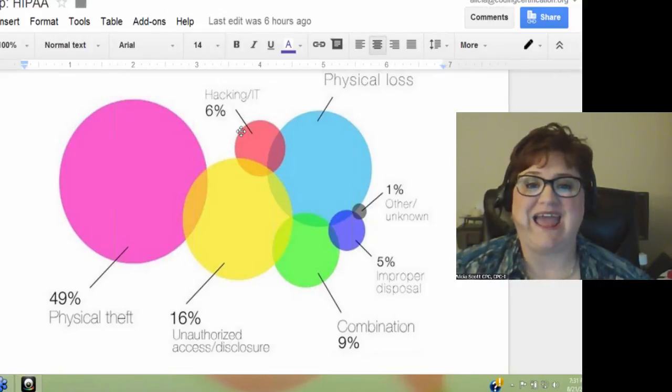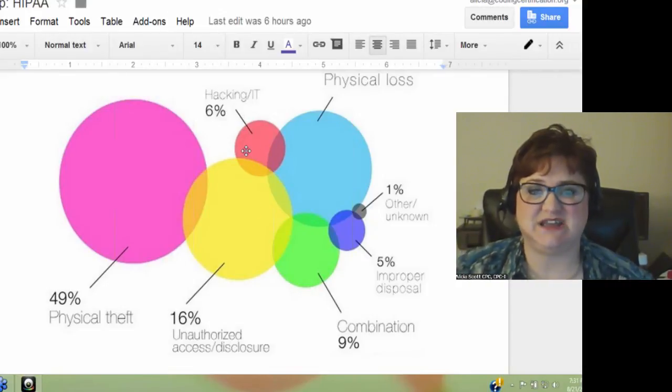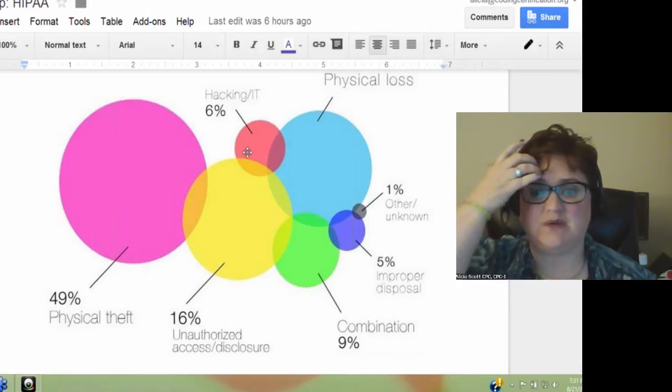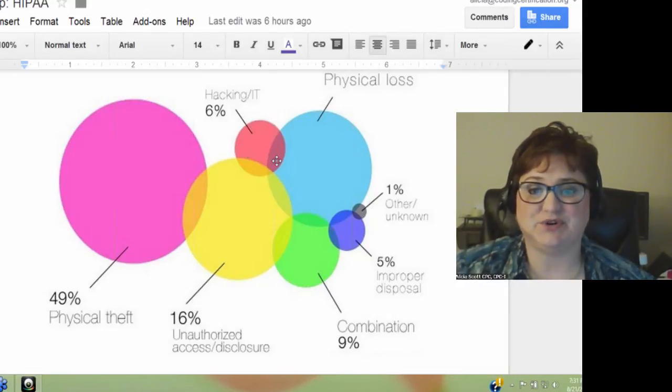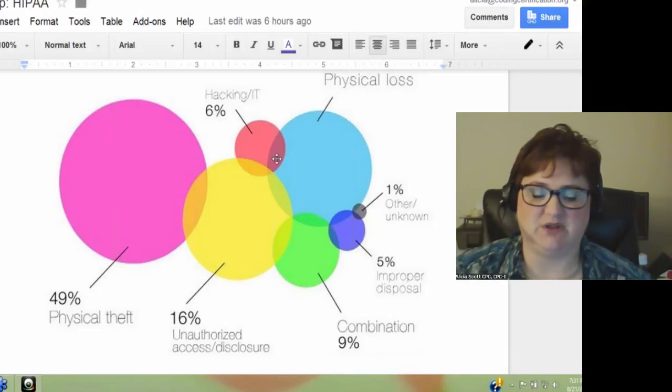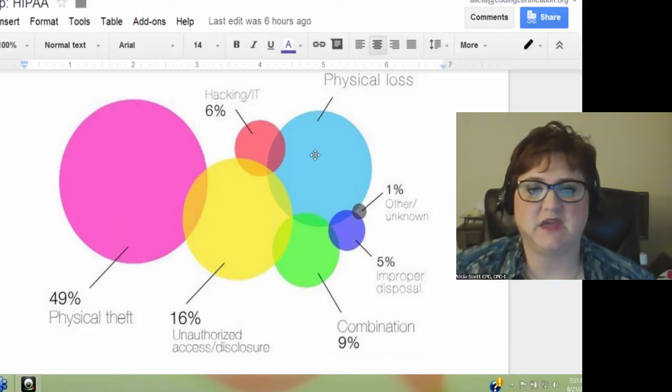Just plain hacking in, it's only 6%. So it's not as many as you'd think. But I think most facilities have a lot of protection. I know ours, if we weren't typing, it's like every 60 seconds. No, it wasn't that fast, but it would lock us out at the hospital.